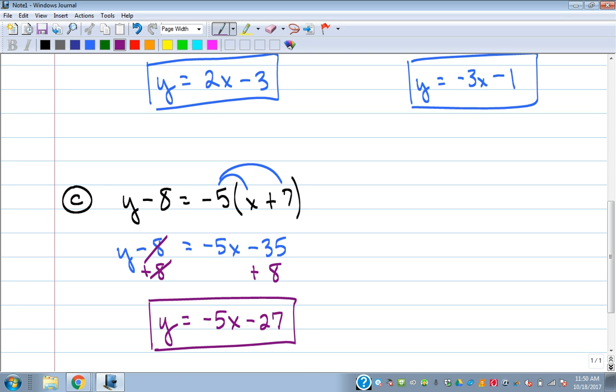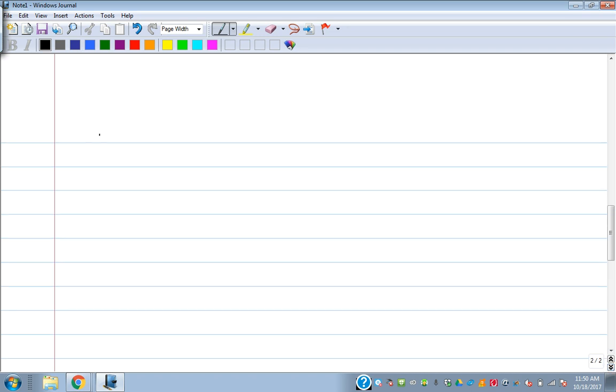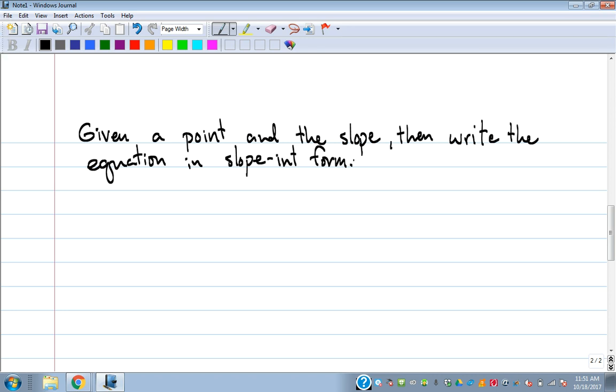All right. So the next thing that could happen is that they give you a point and the slope, and then they say write the equation in slope-intercept form. Okay, so we're given a point and the slope. We're going to write it in slope-intercept form.